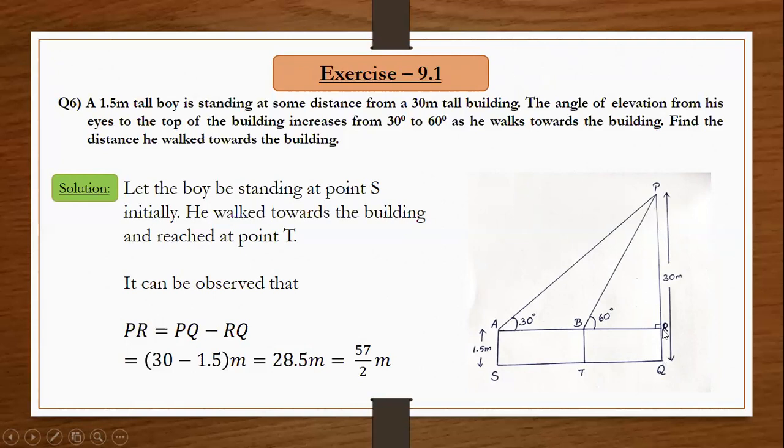PR is PQ minus RQ. Why are we doing that? Because the angle of elevation is given in terms of his head. That's the eye, isn't it? So we are going to subtract his height so that we can use the right angle triangle. Okay, so which is 30 minus 1.5 meters, 28.5. We will write that in fractions, 57 by 2.